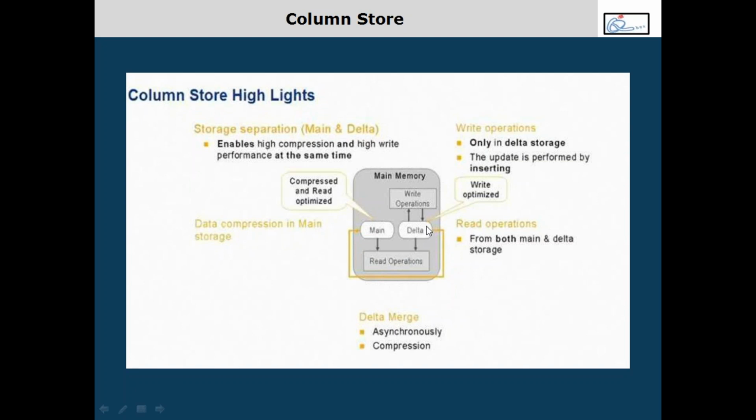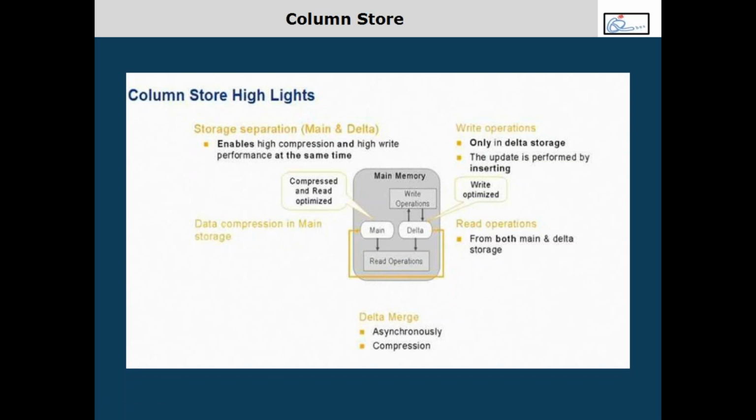Next point. Now you have the delta store, right? The delta storage will be more like a row store concept, and the main storage is more like a columnar storage. The delta storage, or delta block, or delta table, will work with the row store mechanism, and the main table will work with the columnar storage mechanism in the backend.